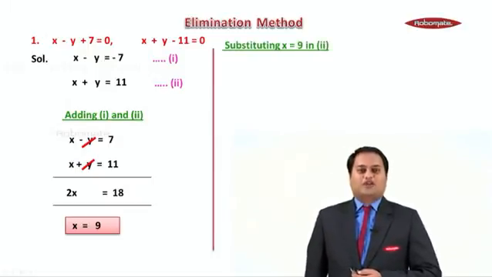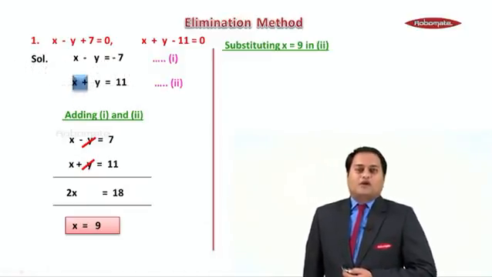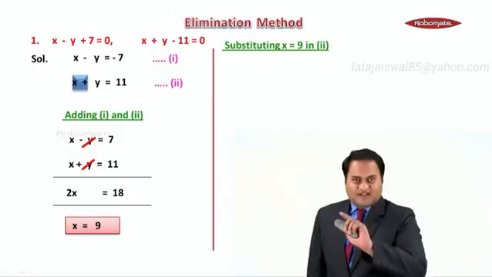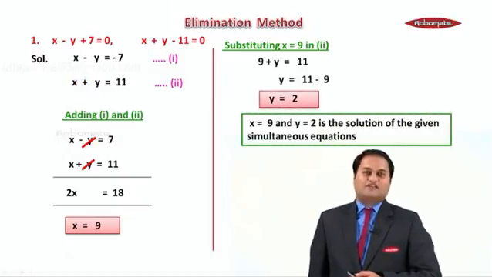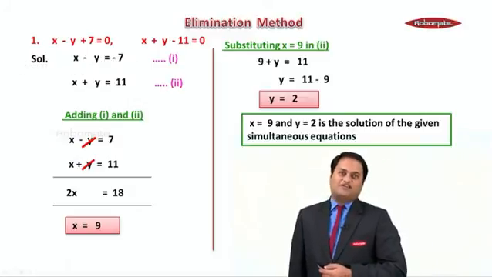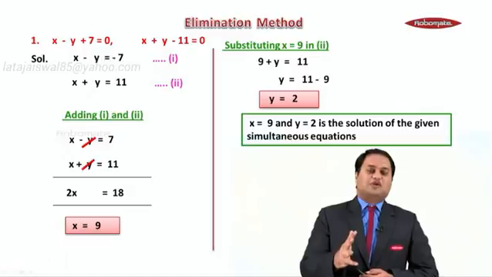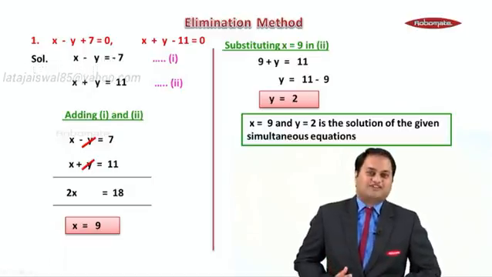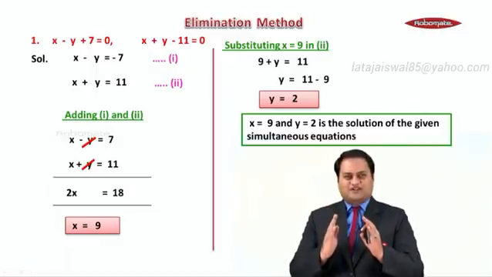Substituting x is equal to 9 in equation number 2, we get, in the place of x, let's substitute 9. 9 plus y is equal to 11, y is equal to 11 minus 9, therefore y is equal to 2. So we get x is equal to 9 and y is equal to 2 is the solution of the given simultaneous equation. A very simple method, elimination.